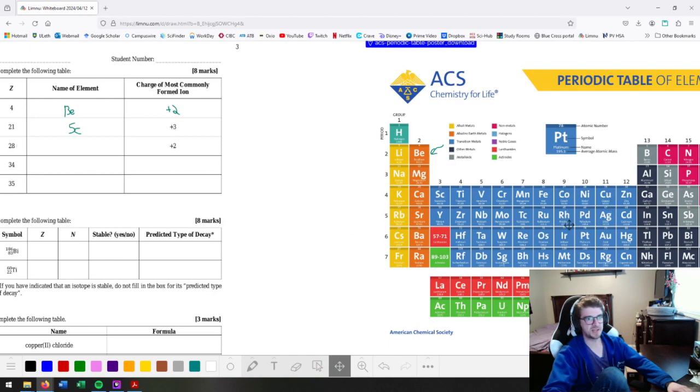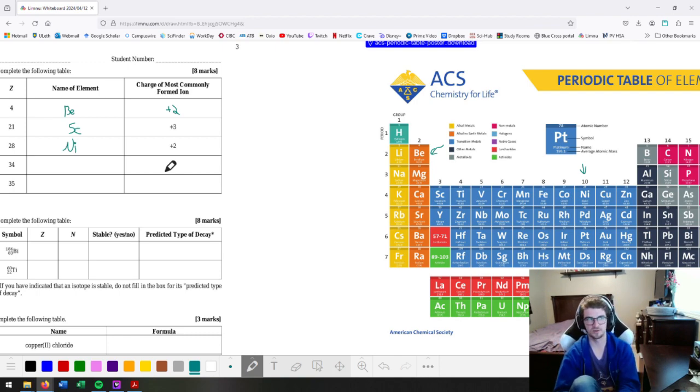Z of 28 is going to be nickel. And yeah, so that's just this guy here. The most commonly formed ion has a charge of +2, and that is given. It's given because they do not expect anybody in introductory chemistry to be able to assert the most common charge for the ion of transition metals, because there's usually more than one.